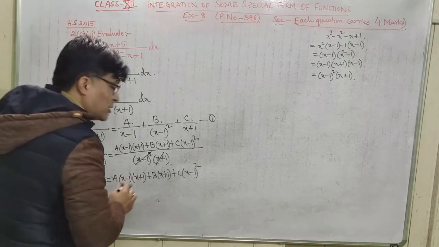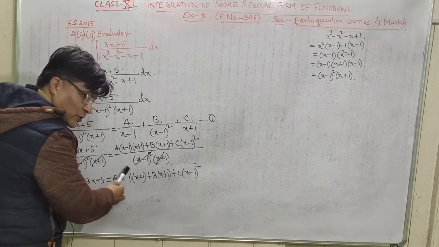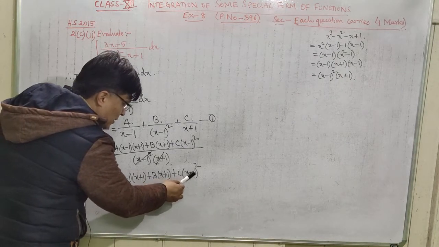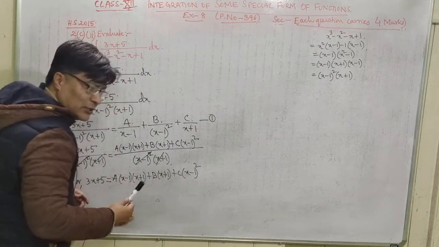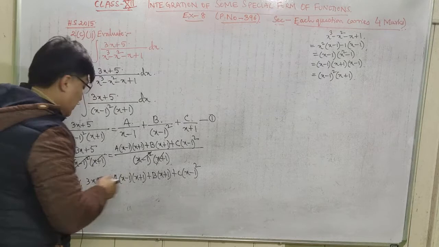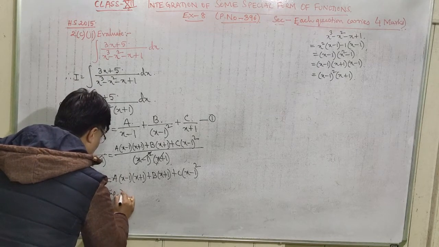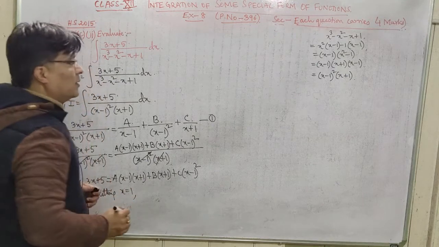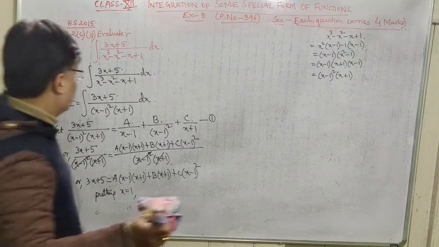If you put x is equal to 1, 1 minus 1 will be 0, so the first term will be 0. In the third term also x minus 1 is there, this 1 minus 1 will be 0, so the third term will be 0. You will get the value for b. So putting x is equal to 1, what do we get now?